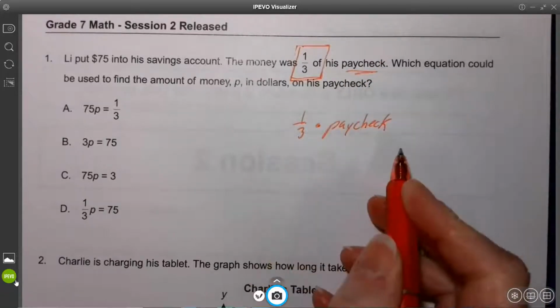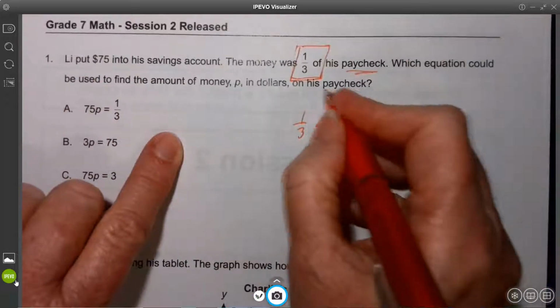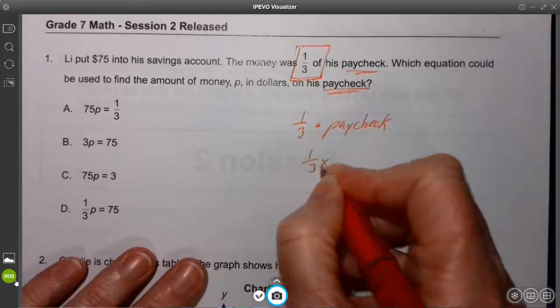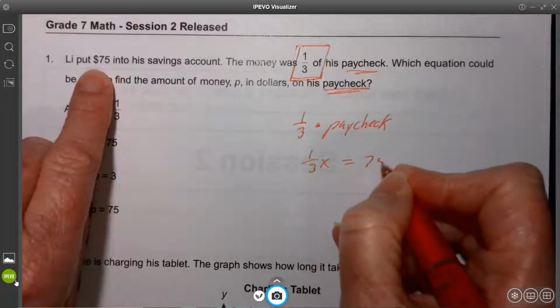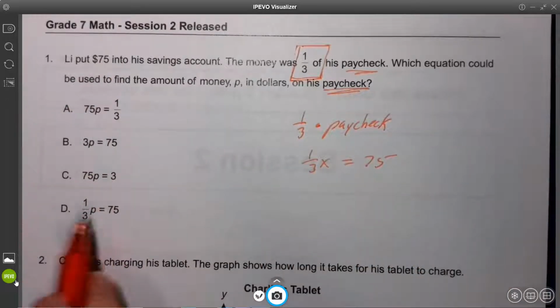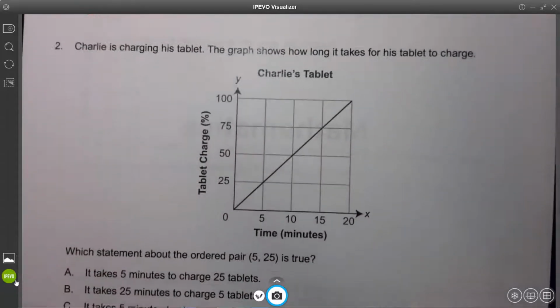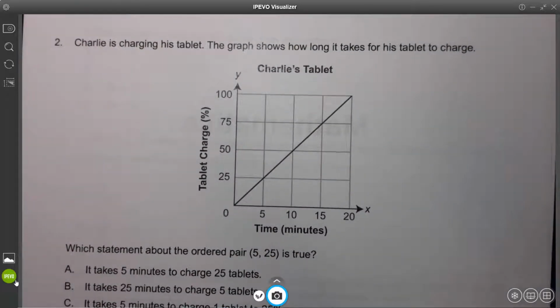So I'm going to take 1/3 of the paycheck. We don't know what that is. That's what we're trying to find out. So I'm going to have 1/3 X. But it tells us that he has 75. Okay? And see, if I write it out first, then I just come over here and I can find my answer. Good. Let's do the same thing on number 2. Pause yours. Find the answer first.